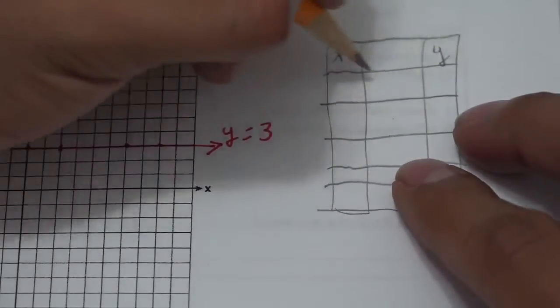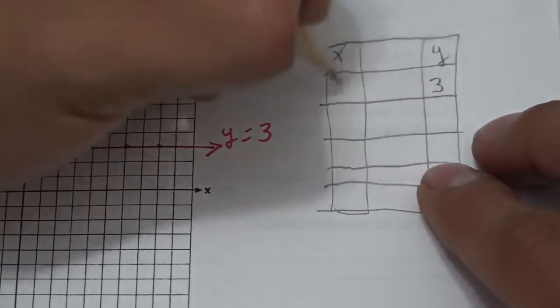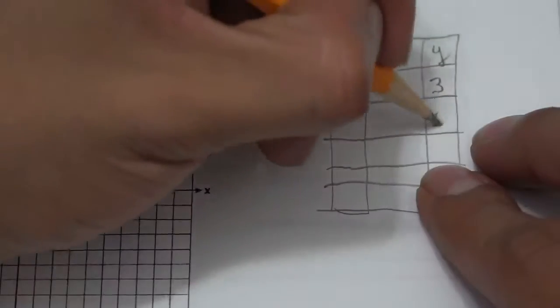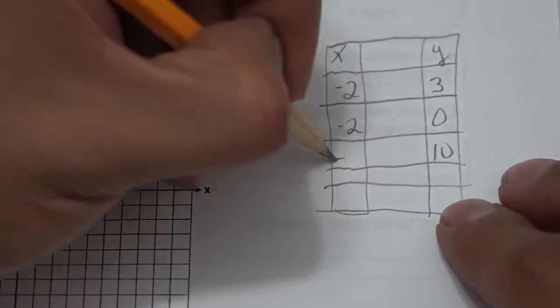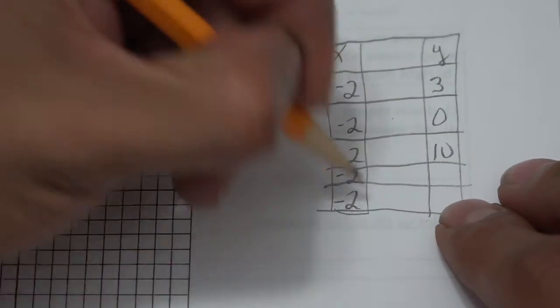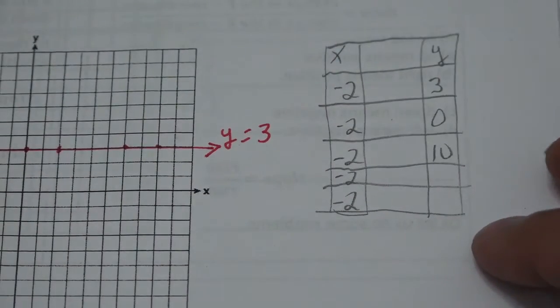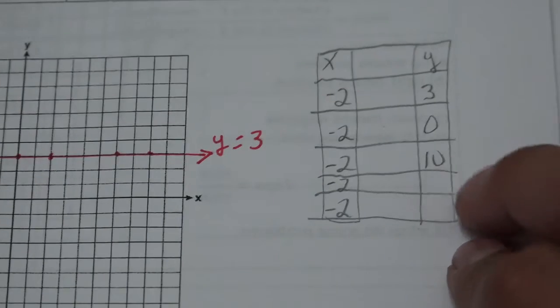So whatever y is, if y is 3, x is gonna be -2. If y is 0, x is gonna be -2. If y is 10, x is gonna be -2, okay? Doesn't matter. So now let's graph them. Whatever values you wanna put in here, fine.